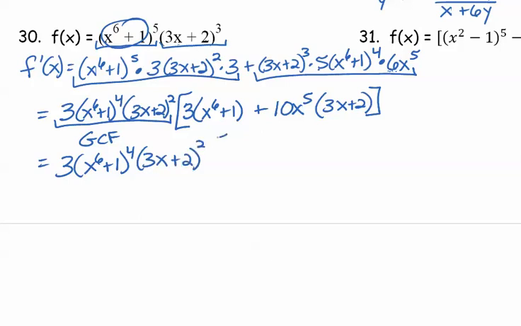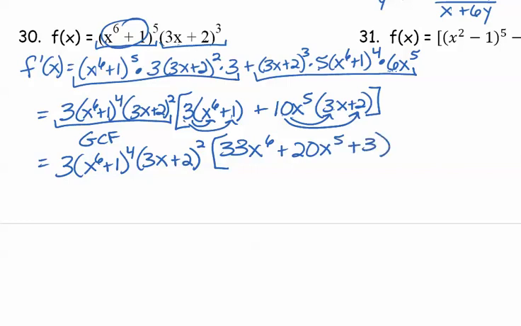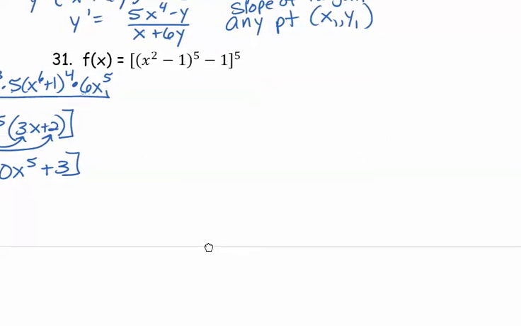So why we factored that GCF is because now the distributive property here is going to give us some like terms. So our first term here is 3x to the 6th, and in this one we have a 30x to the 6th. So combine the two like terms. And then we're going to have a 20x to the 5th, and back here we've got a 3 from the first part. Okay, so cleaning that up took more work actually than the product rule did.